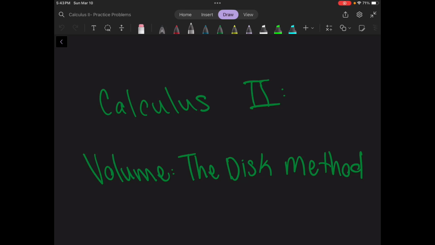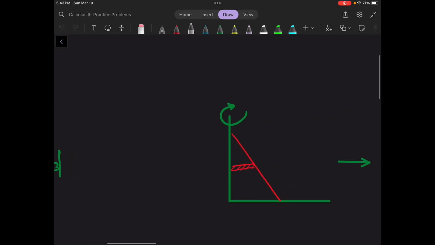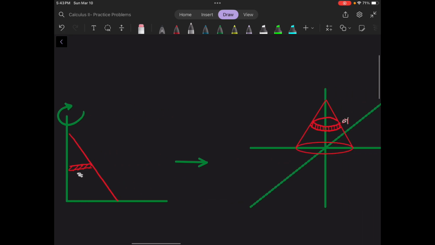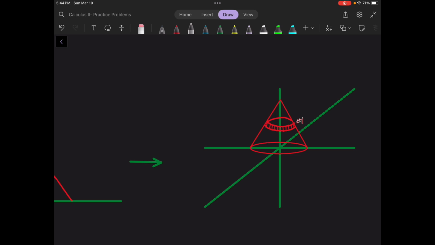Today we're looking at some more Calculus 2 practice problems, focusing on finding the volume of surfaces of revolution using the disk method. So what is the disk method? Imagine we take this triangle and we revolve it around the y-axis. Notice this little slice right here. When we revolve it, it becomes a cone, right? And that little slice turns into a disk, hence the disk method, right?